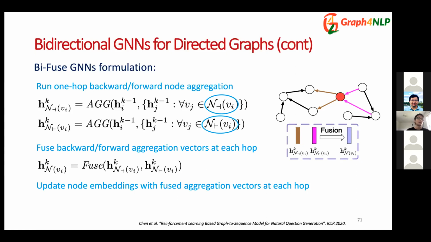Once we get the aggregated node embeddings, we can use that information to update the node embeddings at each hop of GNN. Then we can still stack multiple GNN layers, and at each layer we just repeat this. As a result, we get this BiFuse GNN variant, which can naturally handle the graph direction information.